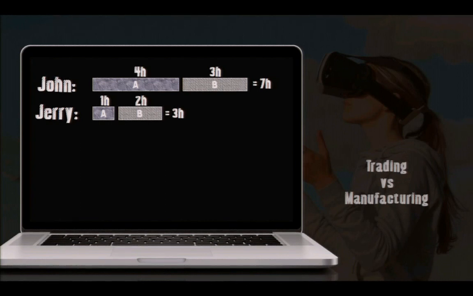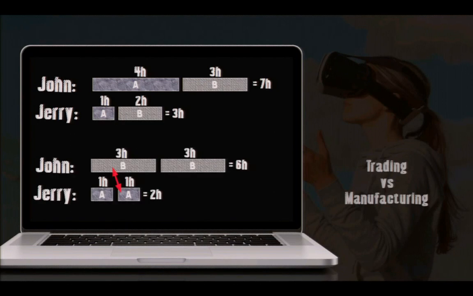So looking at just that picture, you can say, well, Jerry is cool, he doesn't need John, right? That's the obvious impression that you get. Well, guess what? If you get John to do two Bs, and you get Jerry to do two As, now Jerry is done in 2 hours, and John is done in 6 hours, and then they trade.